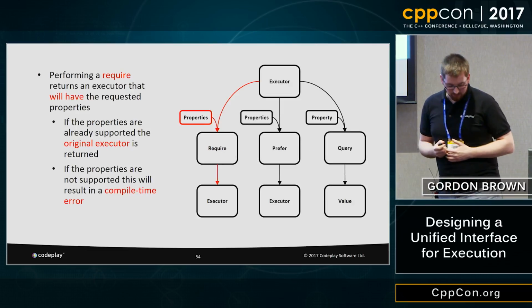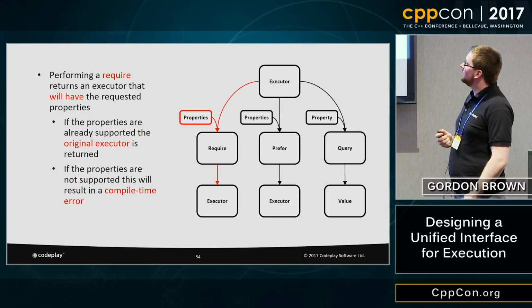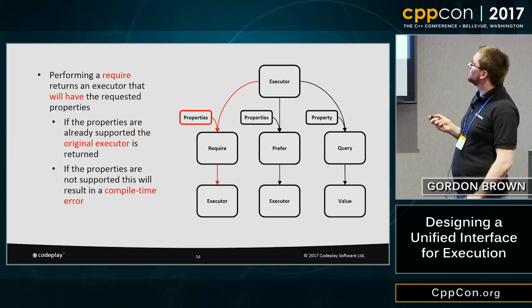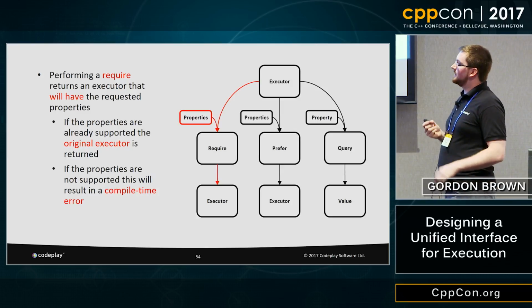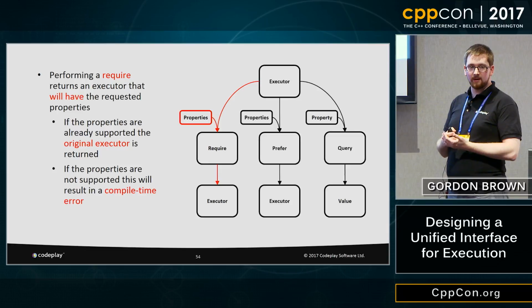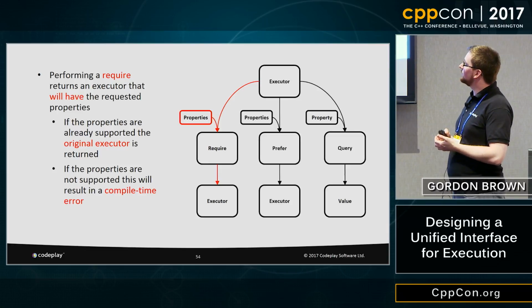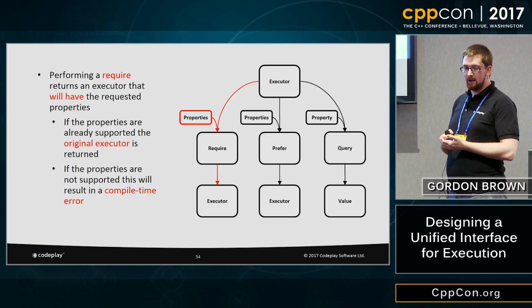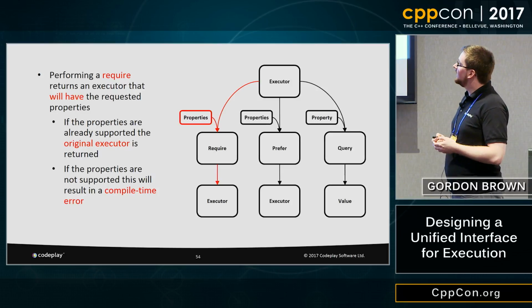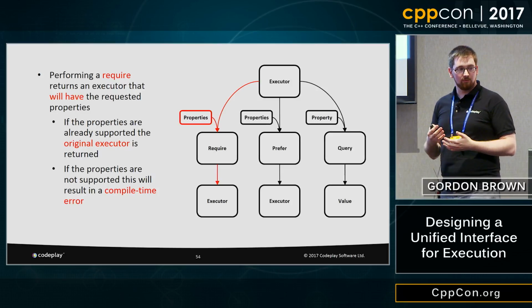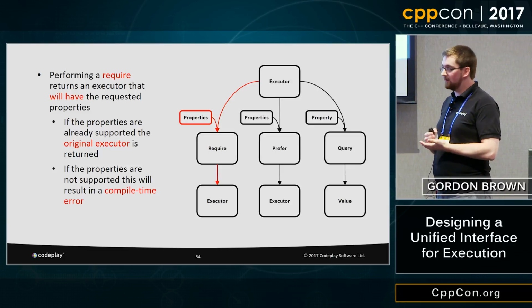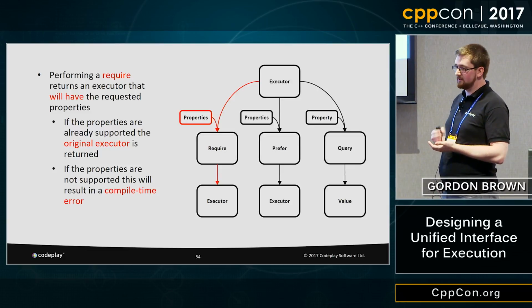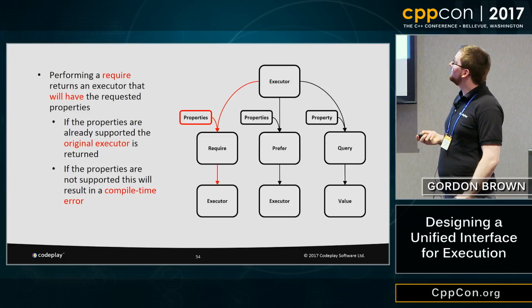The way this works is we have three what are called customization points: require, prefer, and query. The first one, require, essentially says that you pass it an executor and a series of properties, and it'll return a new executor that's able to fulfill those properties. If it can't do it, then it'll result in a compile time error. So this is very important when you want to make hard compile time guarantees that your executor will do what you want it to do.